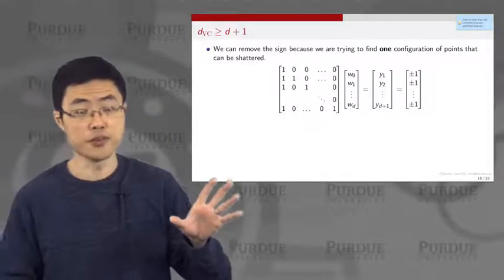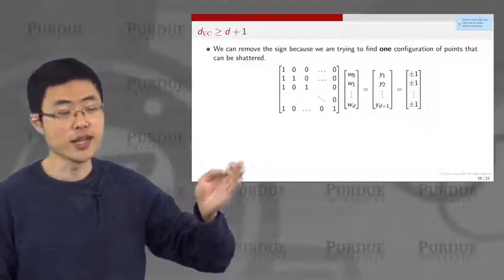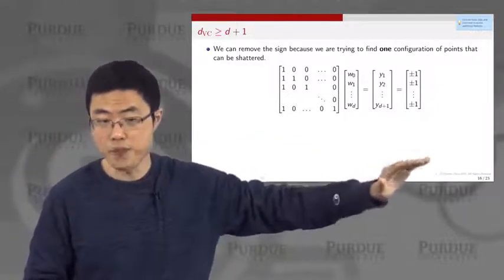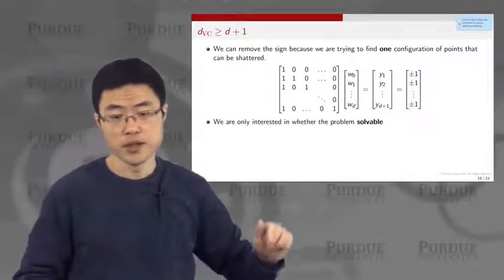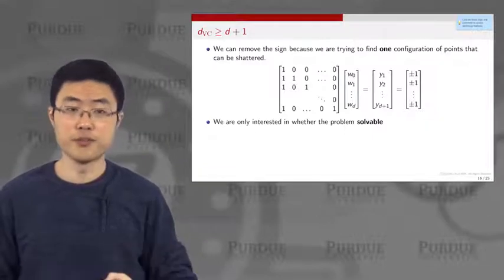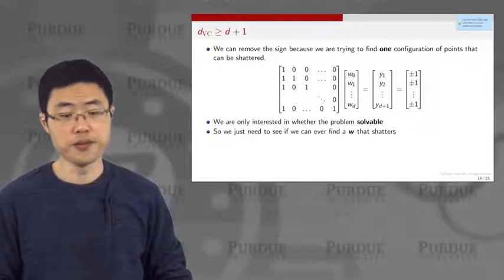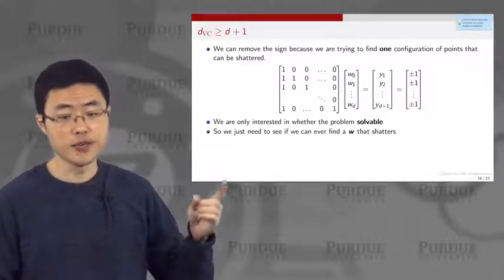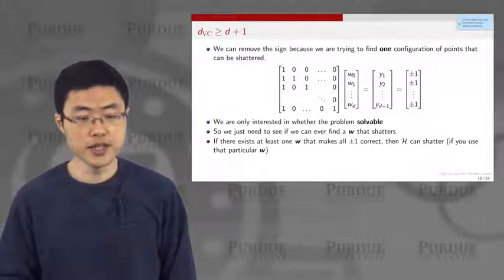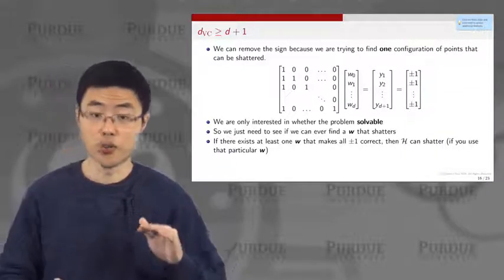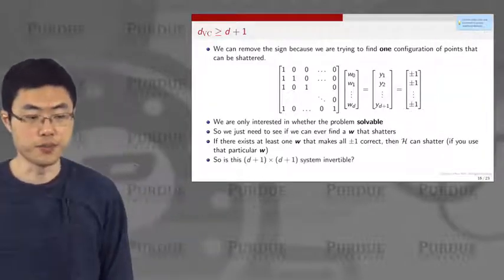This W is not a perfect W. It's not a good W. It's not an ideal W. I just want to show that there exists a W such that this equality holds. If I can make this happen, then of course if we put a sign outside, that will also hold. And so we are only interested in whether the problem is solvable. We are not interested in finding the optimum W. We just need to see if we can ever find a W such that we can shatter all these D+1 data points. If there exists at least one W that can make all the +1 and -1 correct, then we can claim that it is shattered, if you use that particular W.